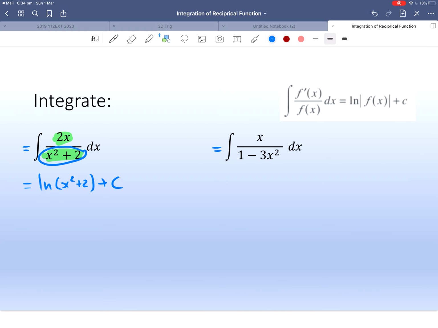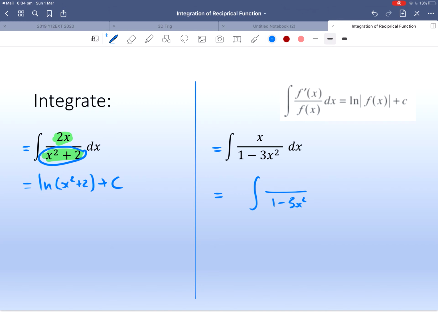My next example, we'll look at this. What is the derivative of that? Oh, that's going to be -6x. Okay, let's try play around with it and see if we can get something going.